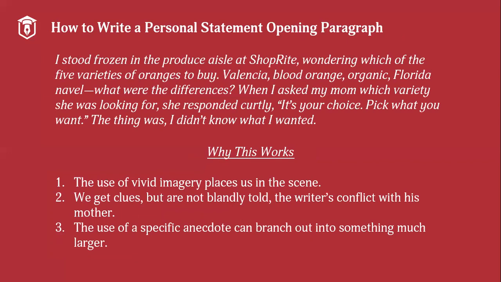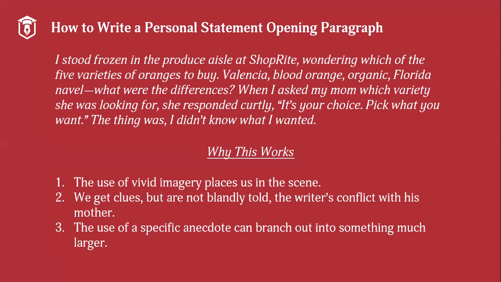This one says, I stood frozen in the produce aisle at ShopRite, wondering which of the 5 varieties of oranges to buy. Valencia, blood orange, organic, Florida navel. What were the differences? When I asked my mom which variety she was looking for, she responded curtly, it's your choice. Pick what you want. The thing was, I didn't know what I wanted.